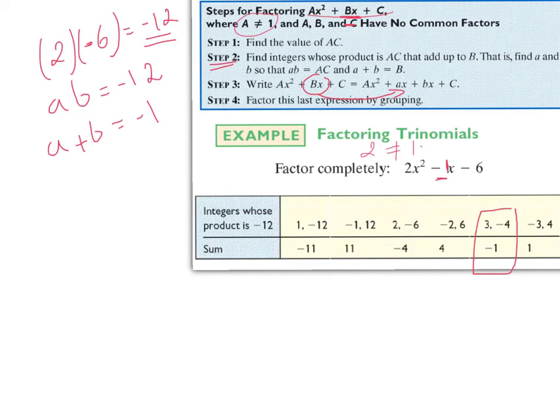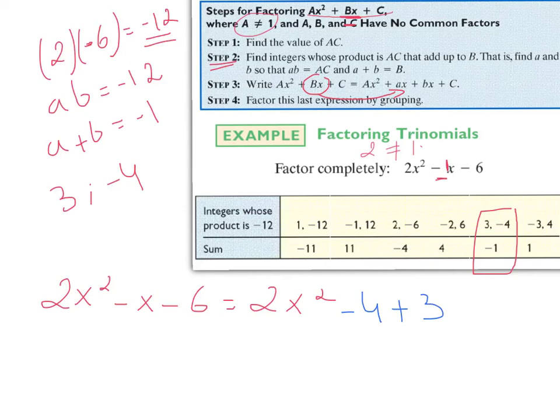Here we have 2x squared minus x minus 6. Now the values are 3 and negative 4, so we can change negative 1 to 2x squared minus 4 plus 3, negative 6. How do we get these values? I change negative 1 to the sum of negative 4 and plus 3. Why do we have to do this? We can factor by grouping.